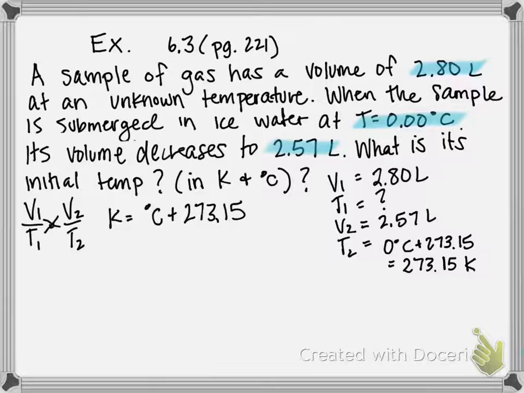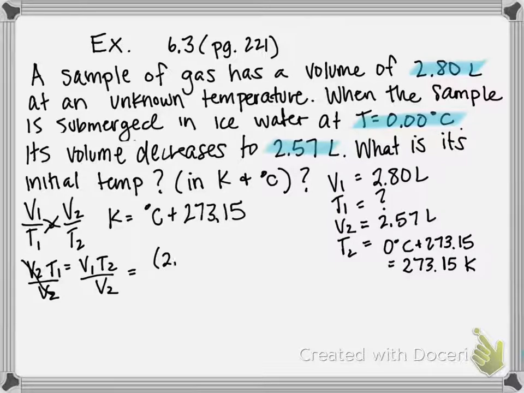by cross-multiplying the two sides of the equation, so that we have V2 times T1 is equal to V1 times T2. And then we can divide V2 on both sides to get that T1 is equal to V1 times T2 over V2. Now we can plug in our variables to solve for our initial temperature.